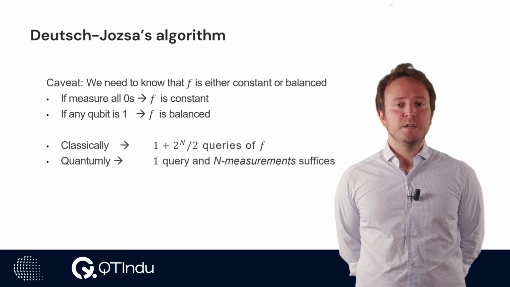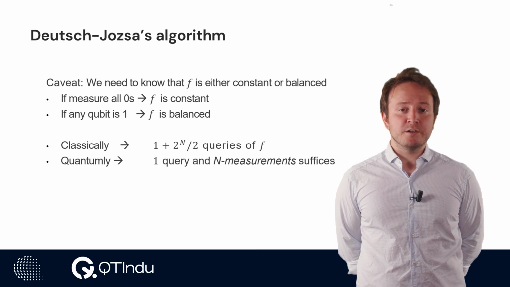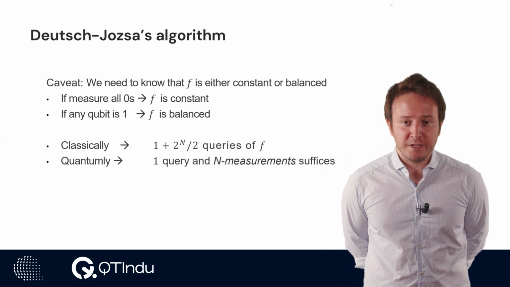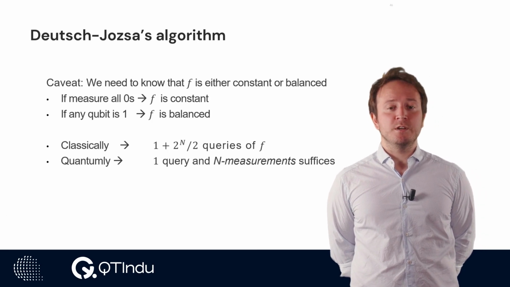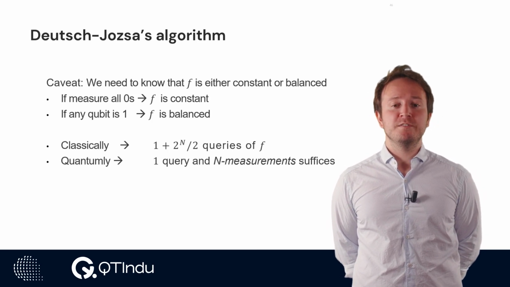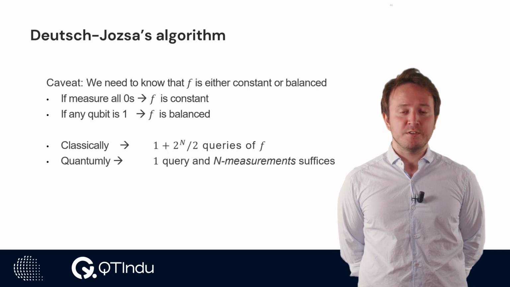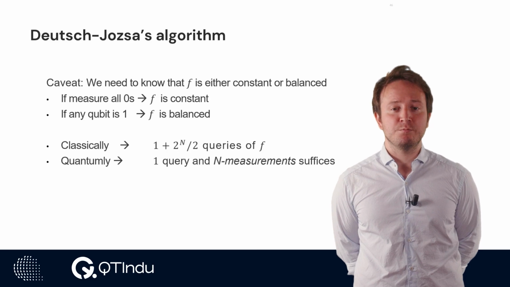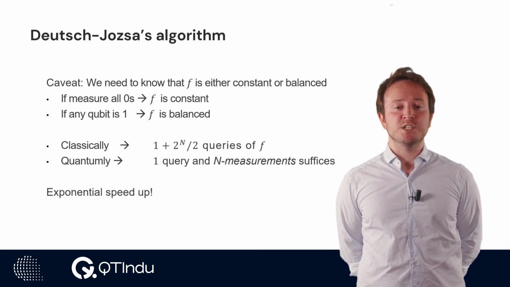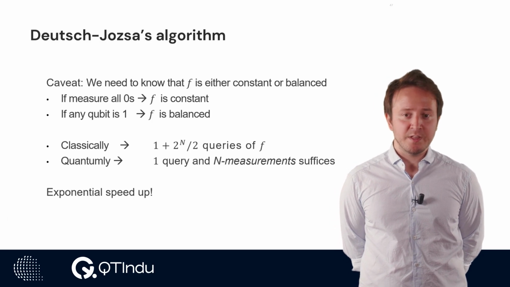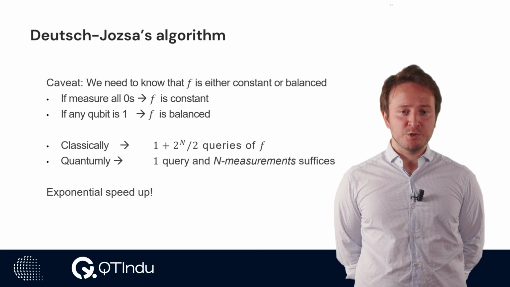Now, classically, to obtain this outcome, we will require 1 plus 2^n over 2 calls of the function f. Quantumly, we just saw that one call of the function f and n measurements of the qubits will suffice to give a certainty that the function is either constant or balanced. And this is the first example of an exponential speedup the quantum computer produces. In the next lectures, we will see more of this quantum advantage.